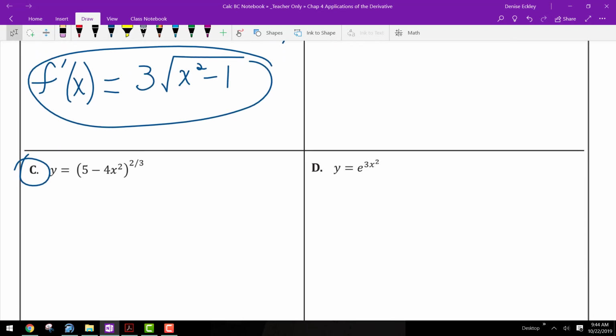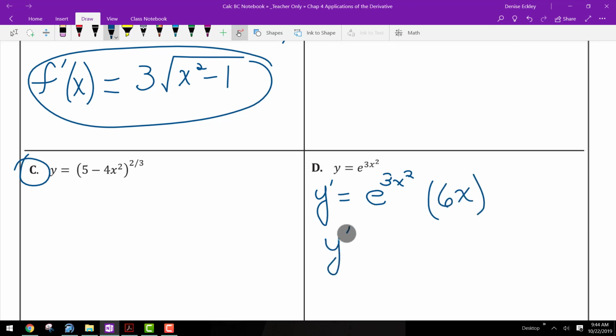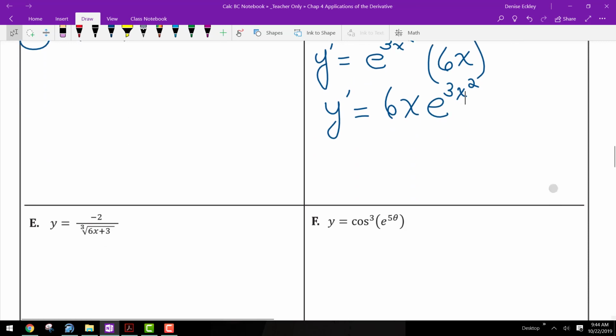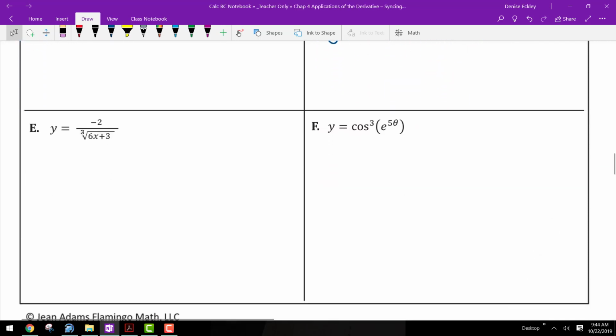So letter D is an e function. So what we're going to do is find y prime by rewriting our e function. So it's e to the 3x squared, because e is its own derivative. And then we have to take the derivative of the 3x squared, so we get 6x. So y prime is going to be 6x e to the 3x squared. Okay. And I will do the cosine one, and I'll leave the other 3 for you to do.